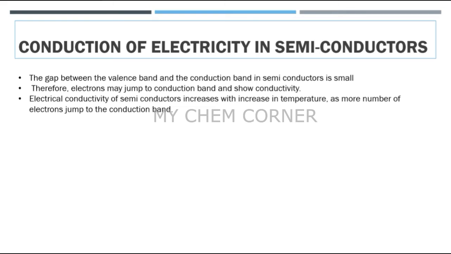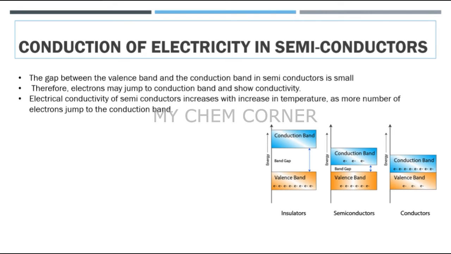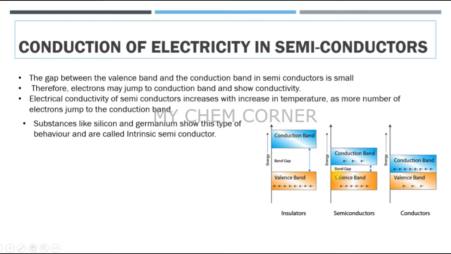So the gap between the valence band and the conduction band is small in semiconductors, but electrons can jump only when you try to increase the temperature. So that is what we're going to learn under this semiconductor. When you compare the band gap between each of these, you see the gap in a semiconductor is intermediate between both insulator and conductor.